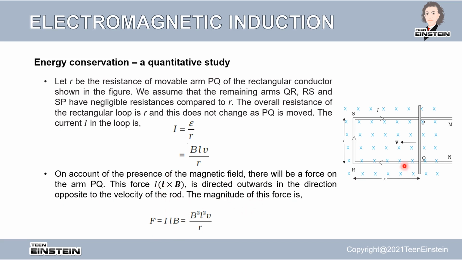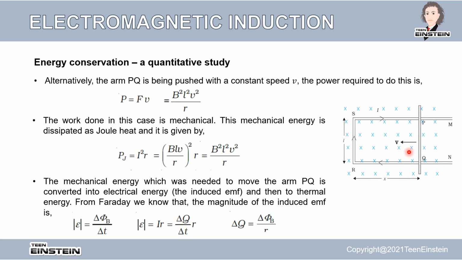So then we have F equal to ILB equal to B squared L squared V. Since we are substituting for I here, BLV by R, then we get B squared L squared V by R. So this is the force that is exerted on the PQ rod opposite to its motion.